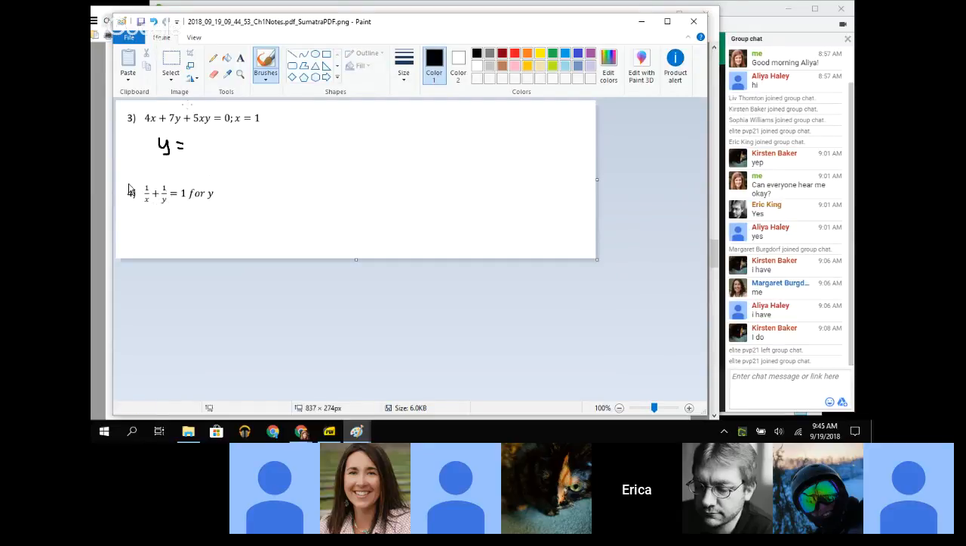Okay, so again, I notice I have y in this 7y term, and I also have y in the 5xy term. Can I combine these two together? Can I add them together?